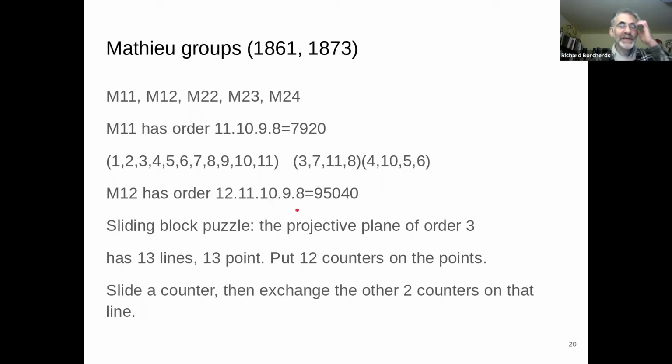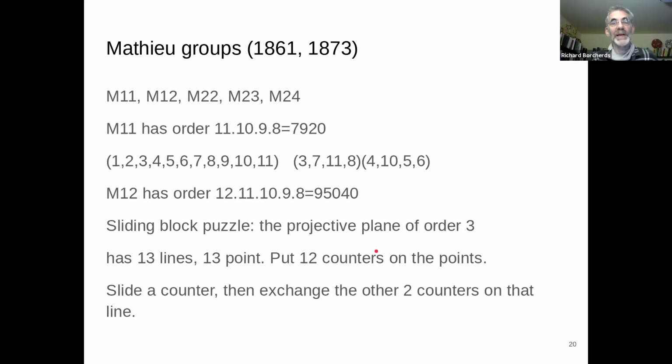You can actually describe M12 explicitly as a sort of sliding block puzzle fairly easily. If you take the projective plane of order 3, it has 13 lines and 13 points. And it's order 3 because each line has 4 points. I guess somebody miscounted when they were figuring out what the order was. But what you can do is put 12 counters on 12 of these 13 points.